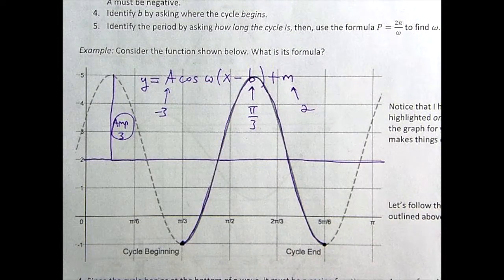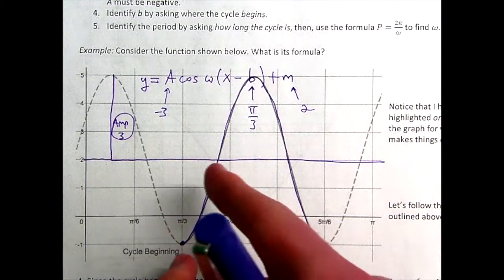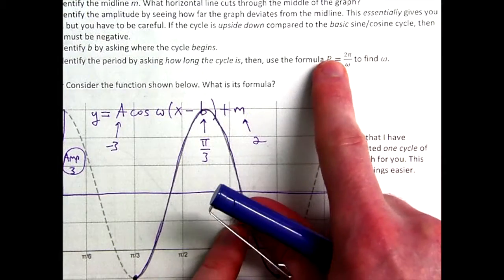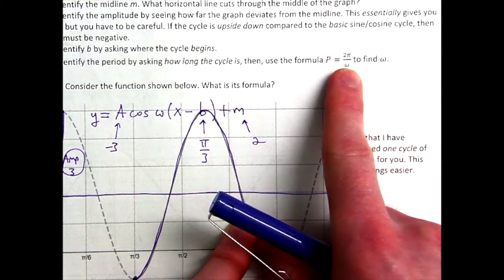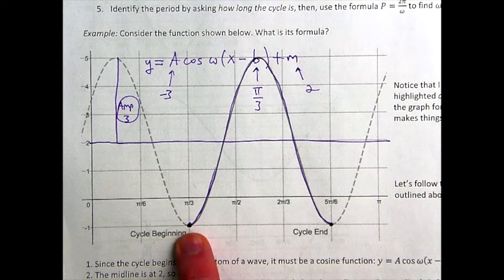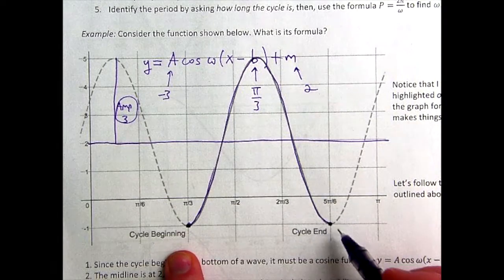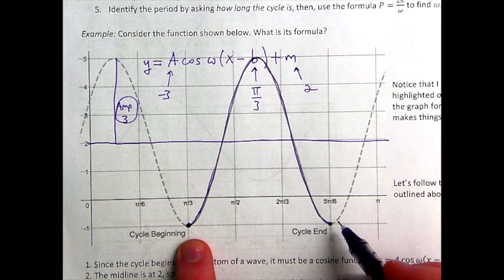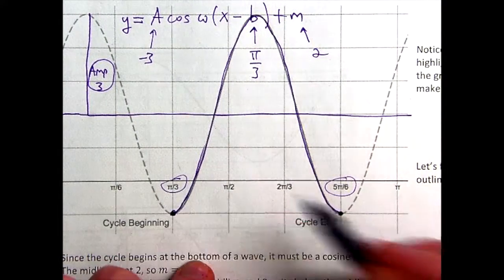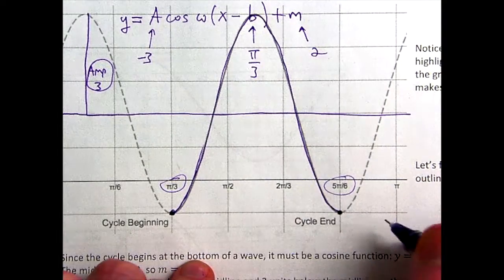Omega represents the angular frequency, which is like the number of full cycles that the graph completes in an interval of 2 pi. That's pretty hard to wrap your head around. Instead of thinking about the angular frequency, you should think about the period, and then use the formula that relates the period and omega to find omega. So how long does it take to complete a full cycle? Here's the beginning of the cycle, here's the end. If you're not sure how long that interval is, just take the cycle end and subtract the cycle beginning, and that will give you the cycle length.